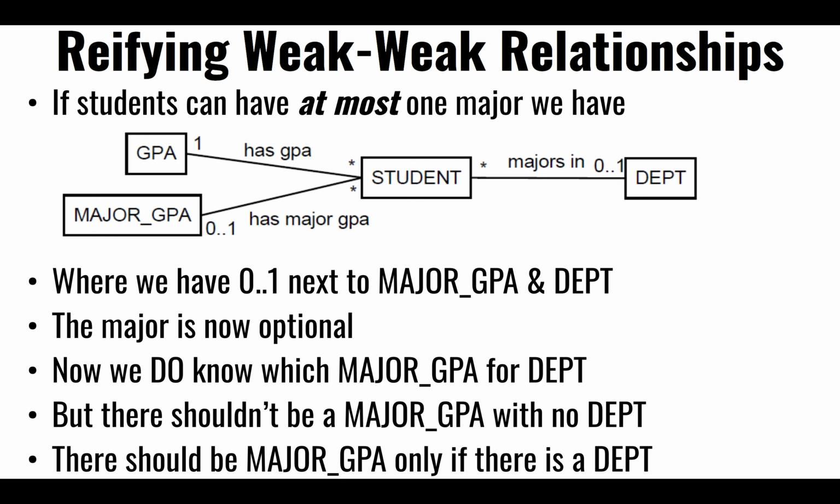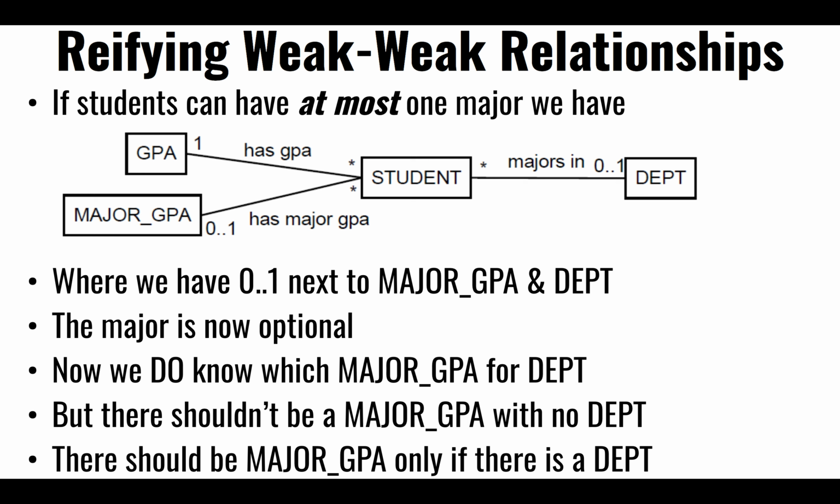So that GPA on the left-hand side now also becomes 0, 1. The record might exist, or the record might not exist. If I am enrolled, then I do have a GPA. If I'm not enrolled, I don't have a record for my GPA. Make sense? So that's perfectly fine.